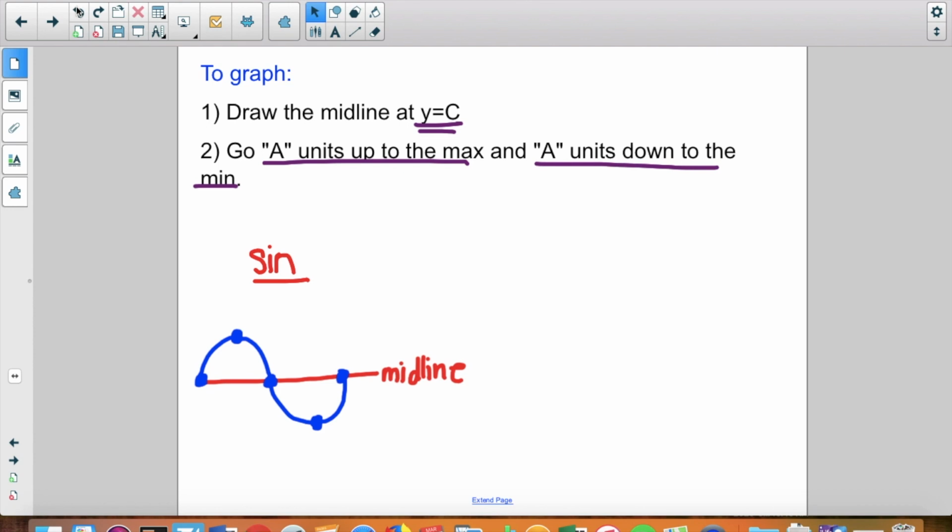Now, on the other hand, if we're looking at cosine, and here is our midline, the cosine graph starts above the midline, and then it hits the midline. Then it goes below the midline. Then it hits the midline, and it goes above the midline. So that's where this curved shape comes into play. So you need to know how to get from one point to the next for sine and cosine. You need to know that pattern.